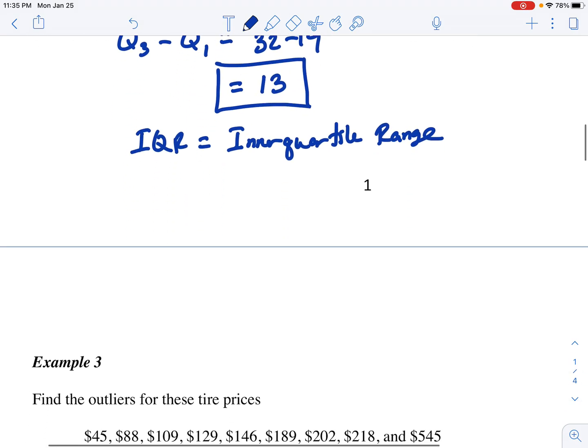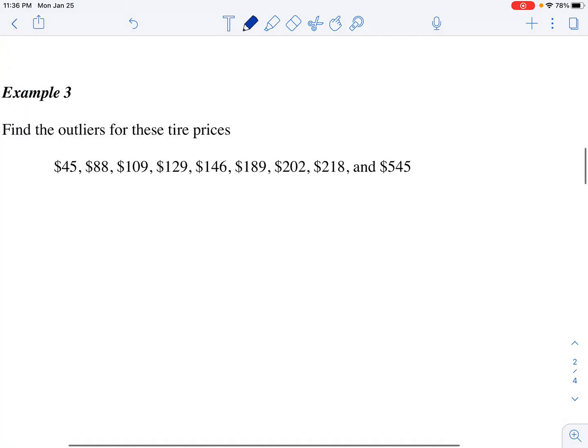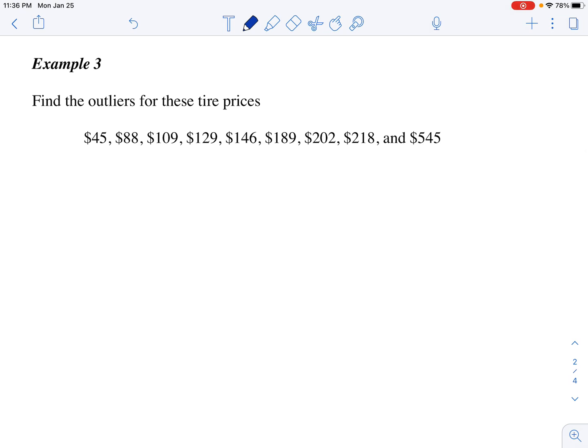Okay, so right here, we're going to find these outliers of tire prices. Okay, we're given a bunch of data here: 45, $88, 109, 129, 146, 189, 202, 218, and 545. Okay, I mean, from looking from far away, 545 and 45 look like an outlier. Okay, but they may not necessarily be one just because they look like it.